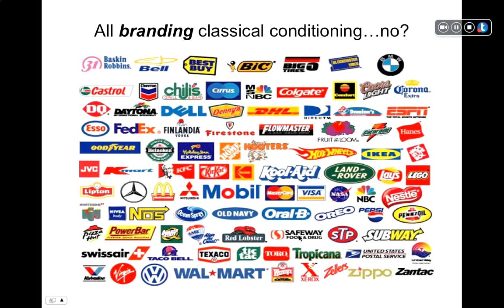All branding is classical conditioning, is it not? So when we look at all these images, we might have certain reactions. These images are all neutral stimuli in advance of being associated with various products and experiences with those products, right? So branding is an example of the use of classical conditioning.